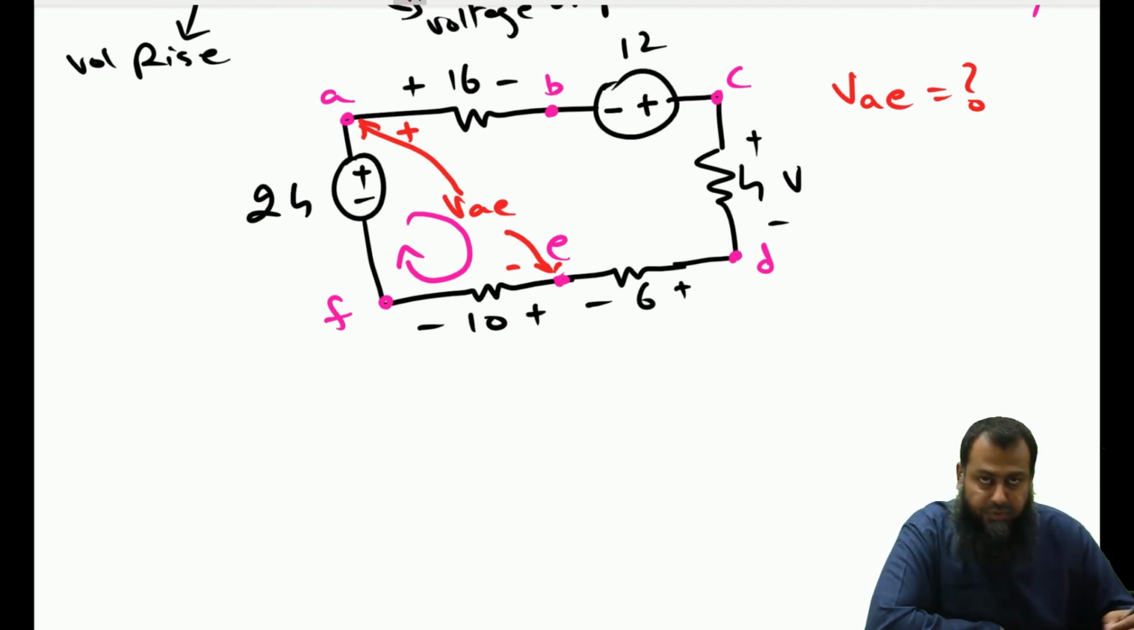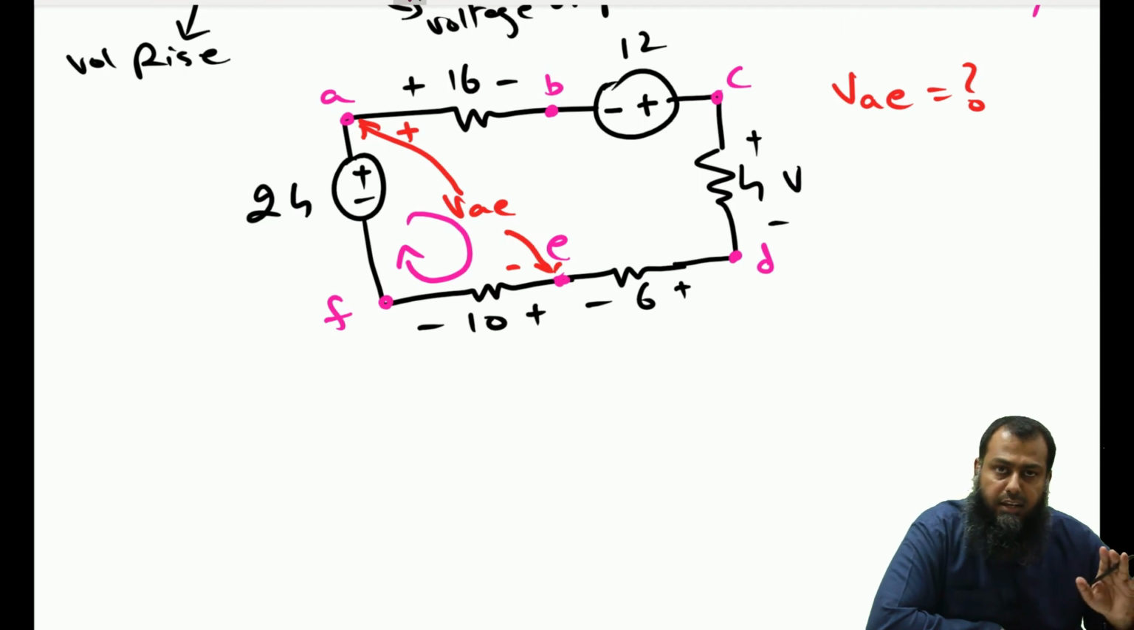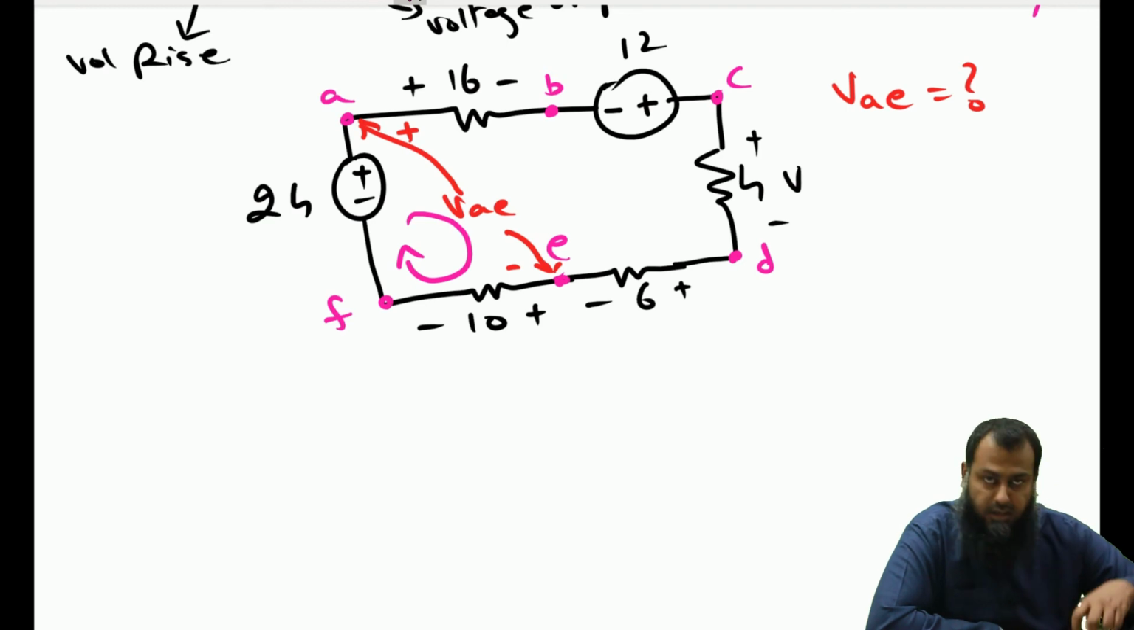Notice that this VAE is not actually a part of the circuit. It is a hypothetical assumption that there exists some sort of a connection between point A and point E, and that connection has a voltage equal to VAE. Second thing that we did is that we assume that VA is at a higher potential than this point E. So we put a plus sign with A and the negative sign with E.